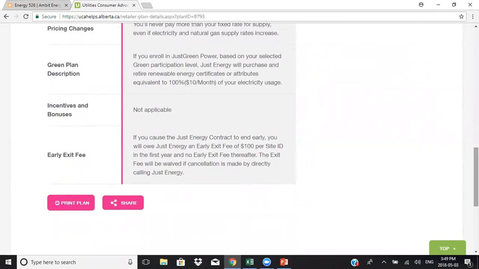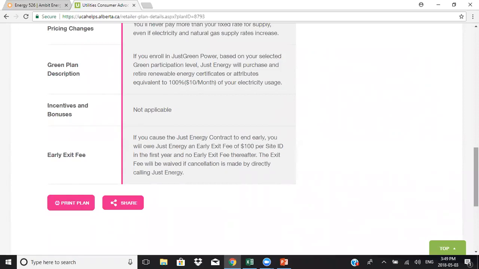So early exit fee: if you cause the Just Energy contract to end early, you'll owe Just Energy an early exit fee of $100 per site ID in the first year and no early exit fee thereafter. The exit fee will be waived if the cancellation is made by directly calling Just Energy. So what does this really say? It's pretty much saying that if you terminate the contract within the first 365 days of jumping into your Just Energy contract, then you're subject to a $100 fee.